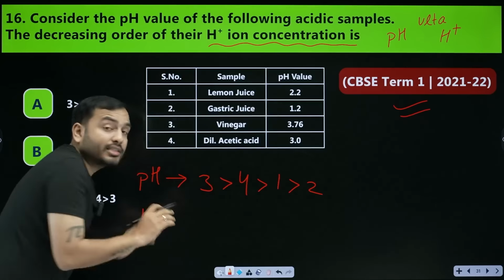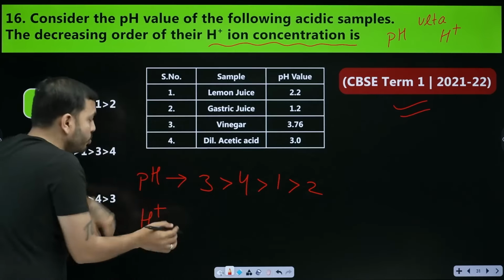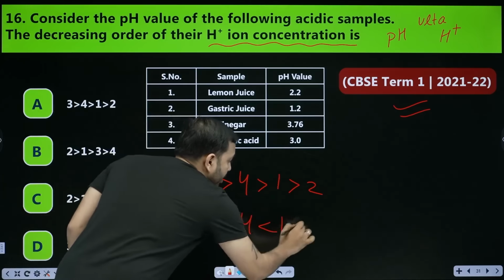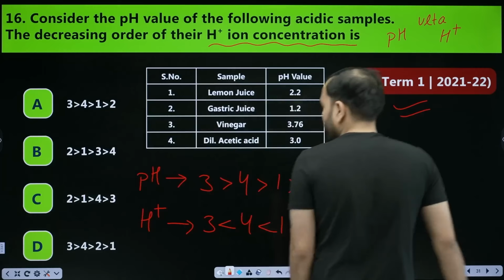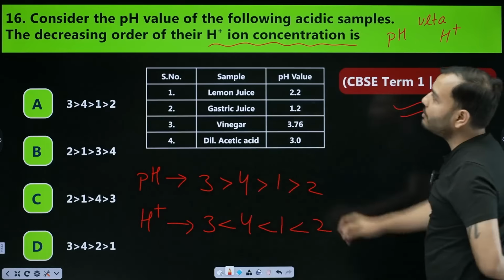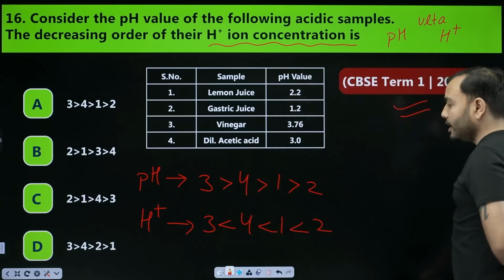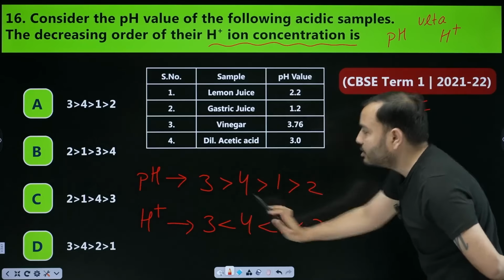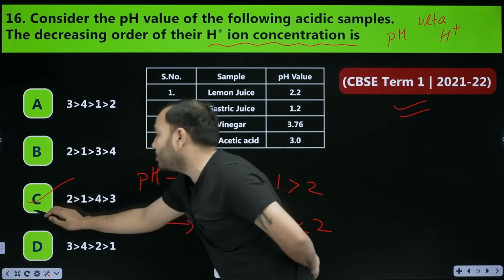Now the order of H plus would be opposite of it. We have to turn it opposite. The one that had the highest pH has the lowest H plus. What is the question asking? Decreasing order, meaning big to small. So the highest is 2, then 1, then 4, then 3. 2, 1, 4, 3. Option C.